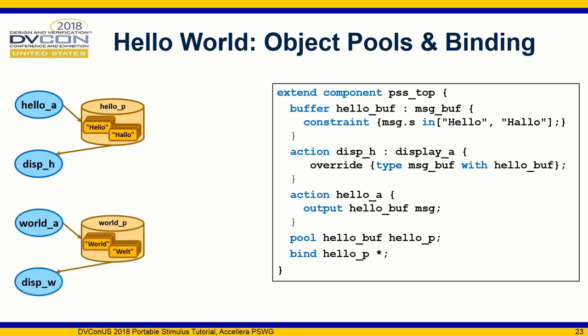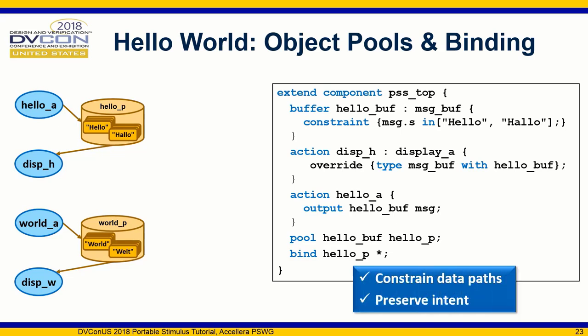And I can also create a pool of world objects that are constrained to be world in either English or German. So I can constrain my data paths, and I can preserve my intent in that way, because now I know that I have certain things that are constrained in certain ways, and those objects can only go to the set of actions that are expecting them.